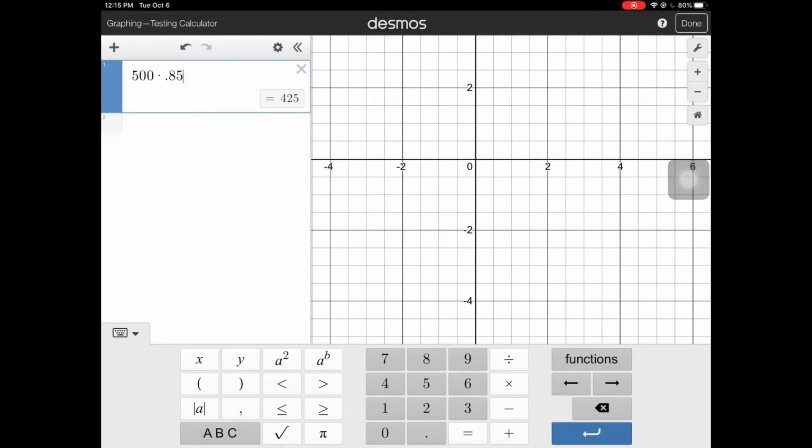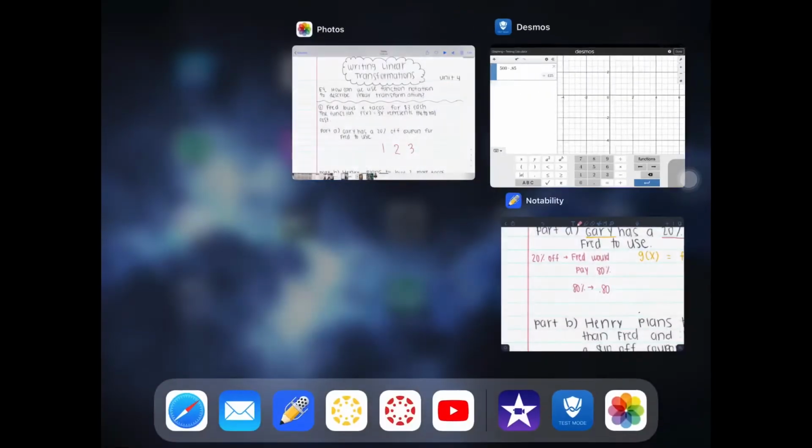So you'd actually only be paying $425 for that PS5 instead of the $500 because you're 15% off. Now, you don't want to multiply by 15% because that's saying you're only paying 15% of the PS5, which means it's only $75. So when you're saying that you have 15% off, you're telling yourself that you have to pay 85% of it. So you would multiply by 0.85 and you get $425.